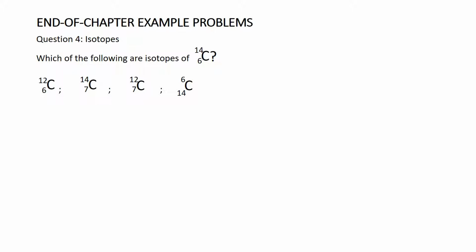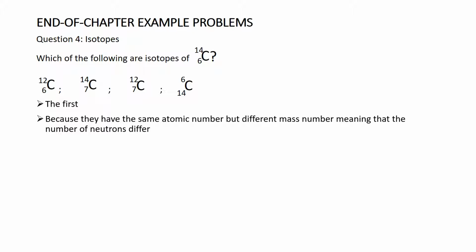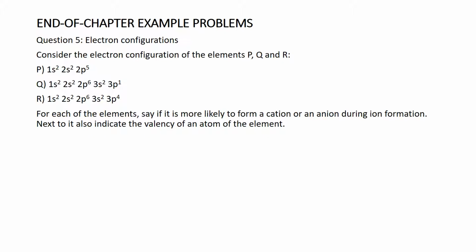So we have 2 carbon atoms here with the number of protons of 6, the first one and the last one. But if you look at the last one, the atomic mass number is still the same, so it cannot be that one, because in isotopes the atomic mass number is different. So it must be the first one, because they have the same atomic number but different mass number, meaning that the number of neutrons is different.